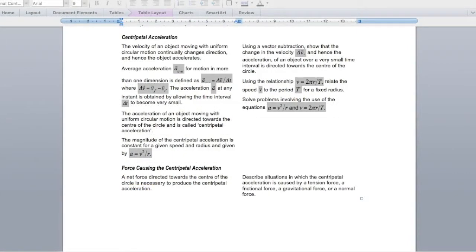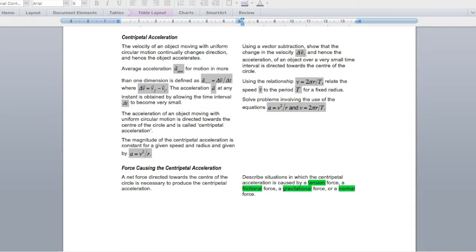To produce the centripetal acceleration, we're going to need a centripetal force, and like the centripetal acceleration, it is also directed towards the centre of rotation. The centripetal force can be produced by a variety of means. The first example is where our object is connected to the centre of rotation by a physical means, and this is referred to as a tension force.